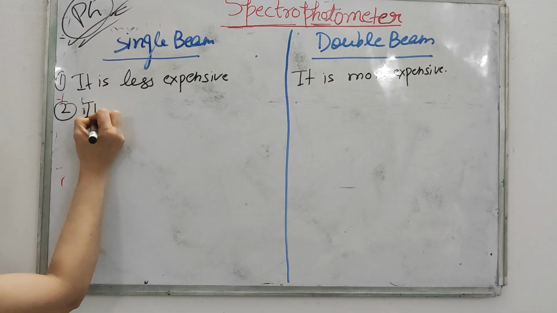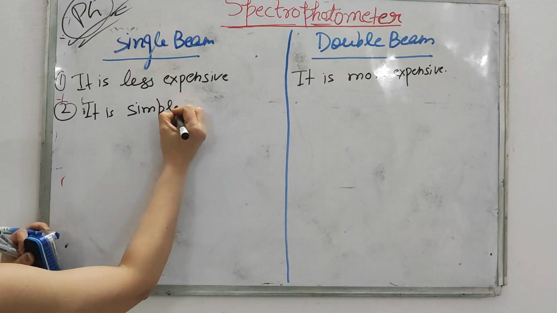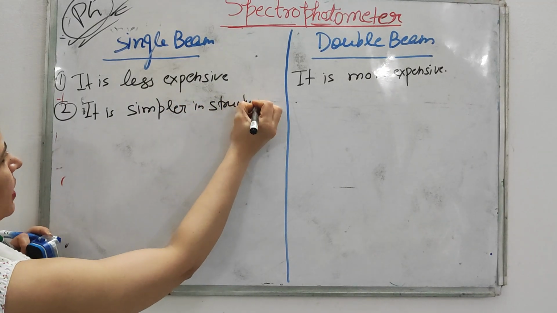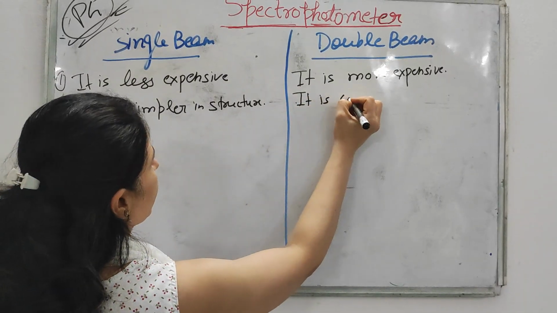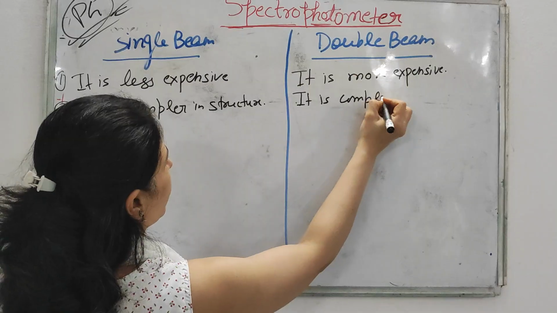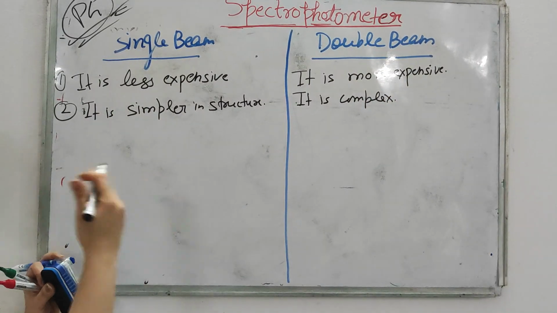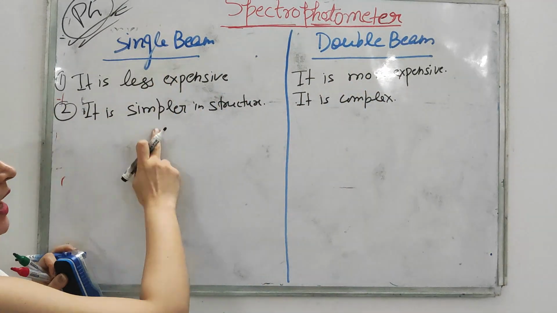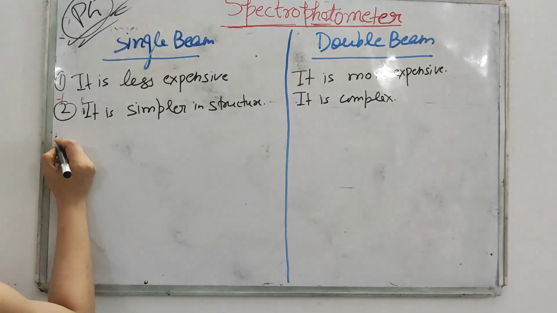Second, it is simpler in structure, while double beam is complicated, or you can write it is complex, because there are two beams, one blank solution is there, and two cuvettes you will use. So because of more instrumentation, it is more expensive, whereas single beam is less expensive and has only a simple structure, but double beam has a somewhat complex structure.